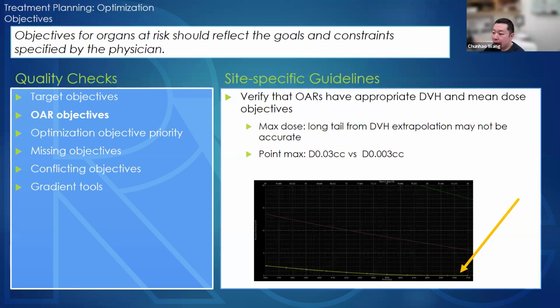When we are talking about the maximum dose, usually we see a very long tail on the DVH, and then the treatment planning system reports the maximum dose as an extrapolation of this long-tail DVH. Depending on the algorithm, it may not be very accurate. So a more robust approach is to report a point max as the dose at 0.03 cc or dose at 0.003 cc. In our clinic, for regular fractionation cases, we define max dose as D0.03 cc. For SBRT, we define max as D0.003 cc.